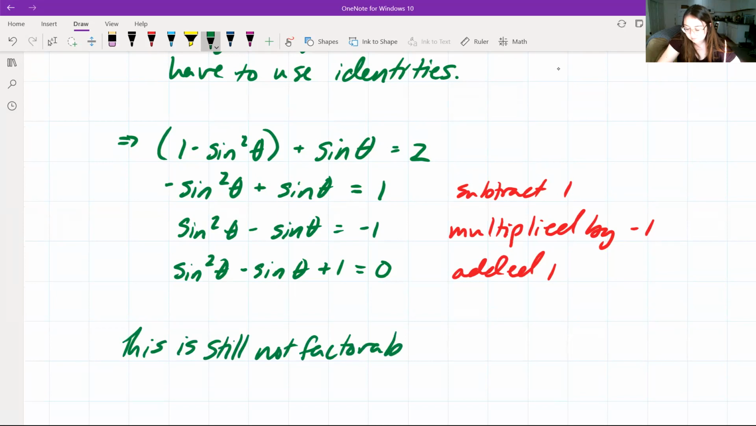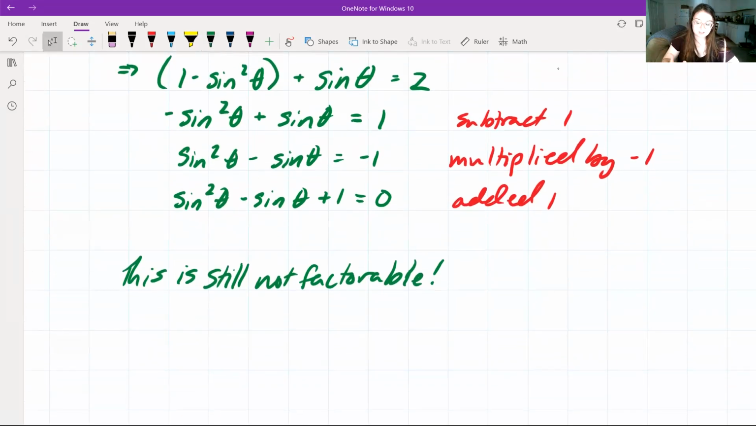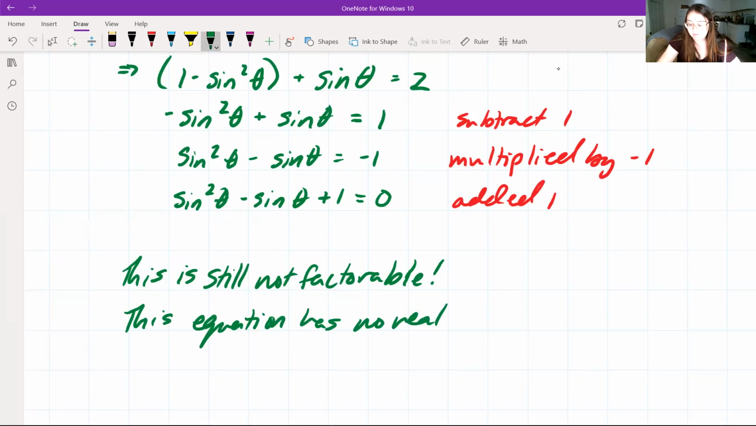Even with what we have here, we can't factor it out evenly. And once again, if we use the quadratic formula, it would end up giving us a negative value under our square root, which means that it is undefined. So this is also still not factorable. This means that this equation is going to have no real solution.